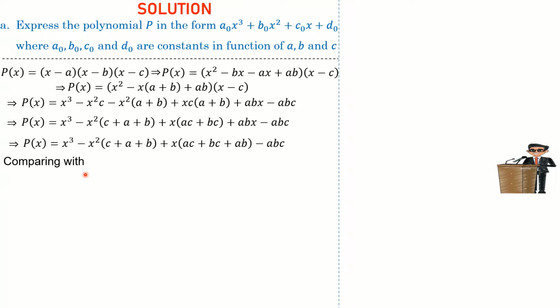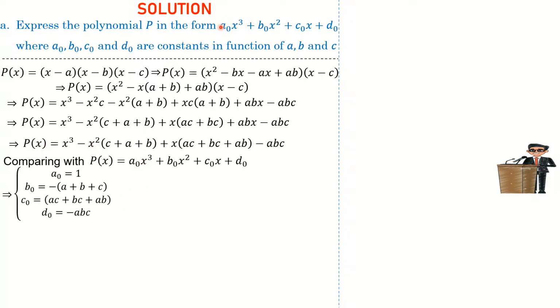So if we compare our polynomial which we have gotten with the standard form, we can deduce the constants a0, b0, c0 and d0 in function of a, b and c. My p of x is in this form, so I'm going to compare with this, and I get that my a0 is equal to 1 because it is the coefficient of x cubed. My b0 is the coefficient of x squared, which is negative into a plus b plus c. My c0 is the coefficient of x, which is ac plus bc plus ab, and my d0 is the constant, which is negative abc.